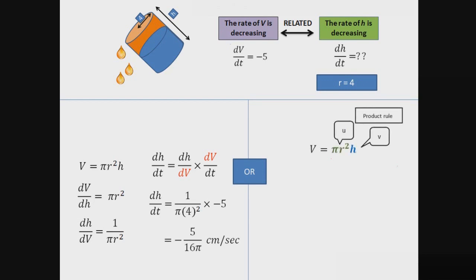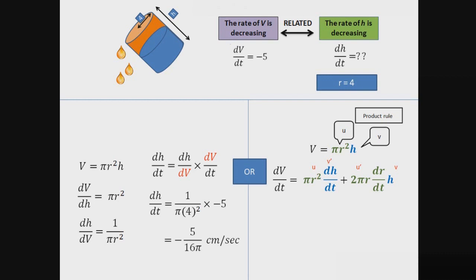The formula is V is equal to pi r square h. But because there are two variables there, we need to use the product rule. We make pi r square as u, and h as v. And then the product rule formula is u v prime plus v u prime, so we get dV over dt is equal to pi r square dh over dt plus 2 pi r dr over dt and h.